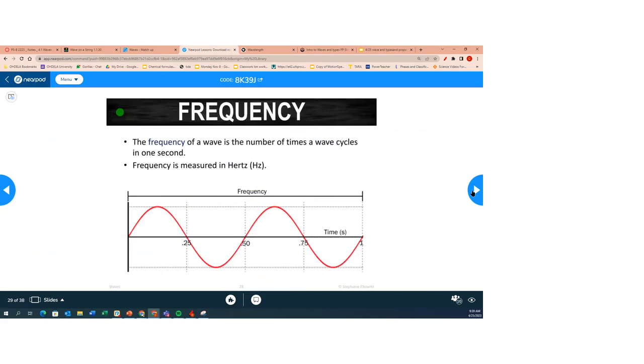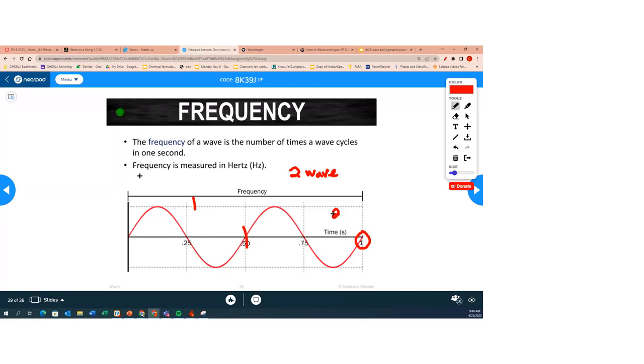Okay, so frequency of a wave is the number of times a wave cycles in 1 second. So this one is the frequency. So here's 1 second here. And you'll notice that you have two waves that made it in 1 second. 2 waves. So here's one wave, and here's the second wave.